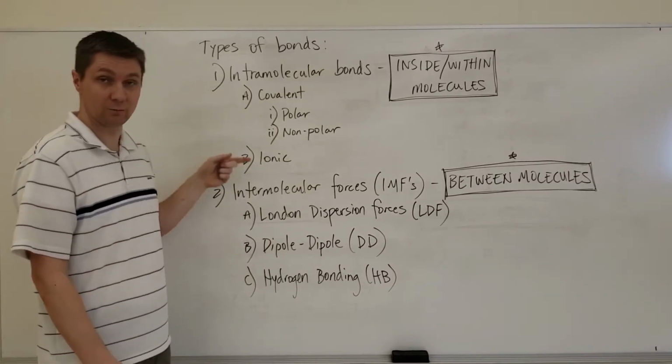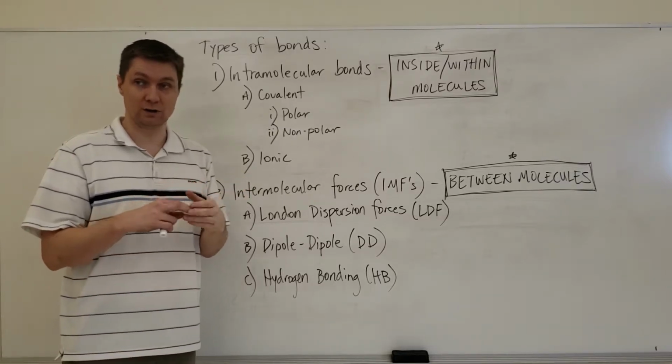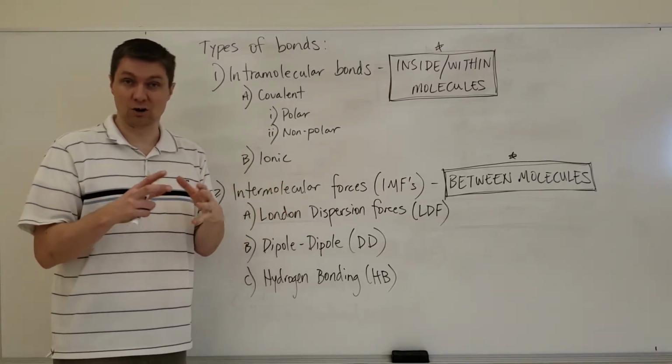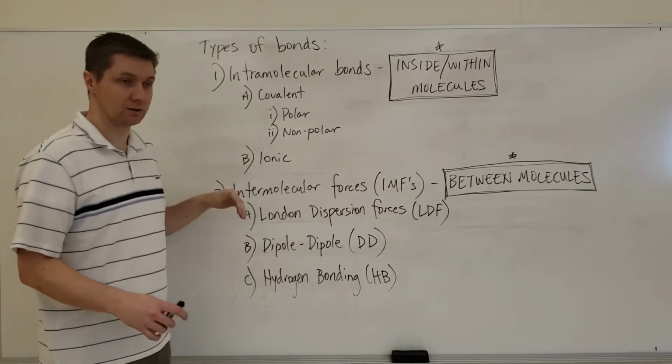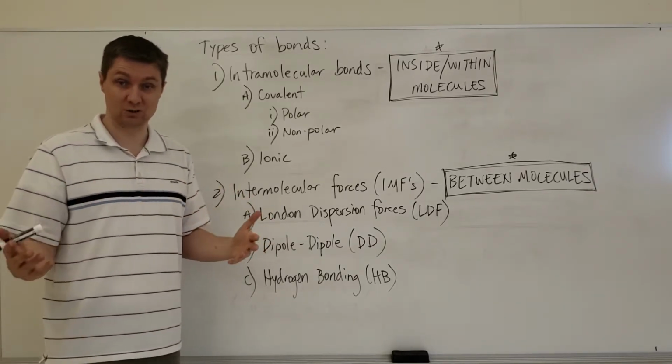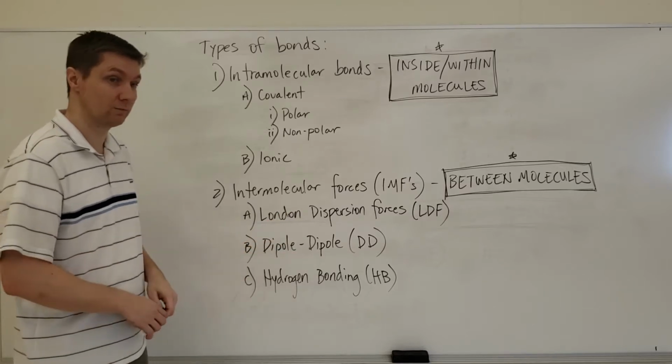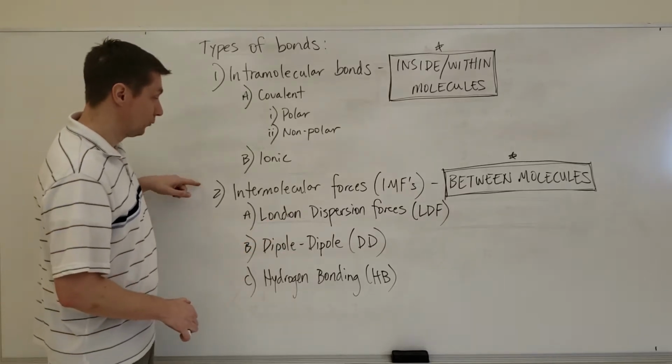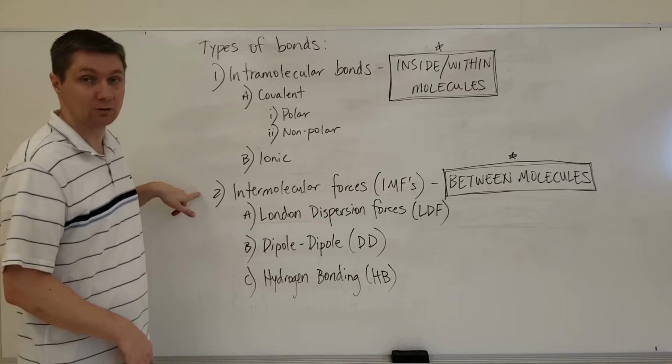If you remember, covalent bonds are bonds between atoms that are sharing electrons, and ionic bonds are bonds that occur between ions due to electrons being stolen from one atom to another. What we're going to focus on today are intermolecular forces.